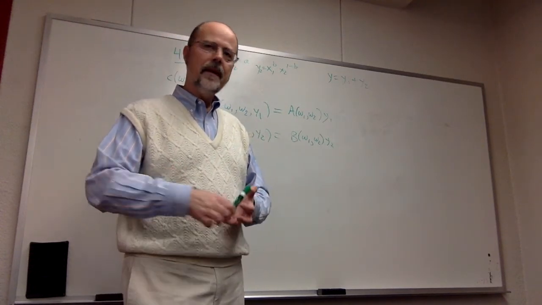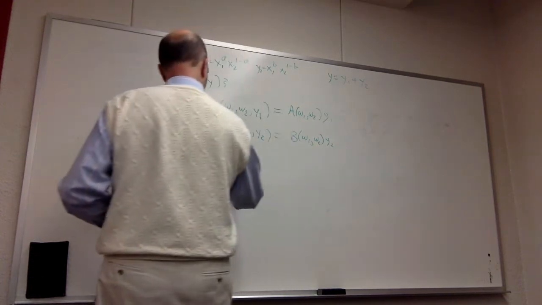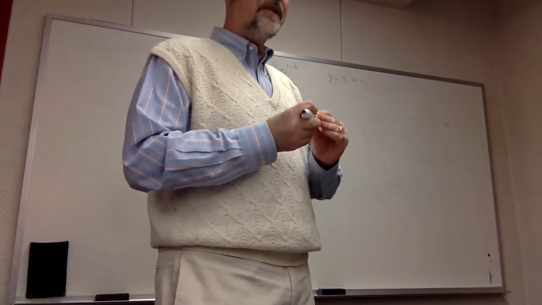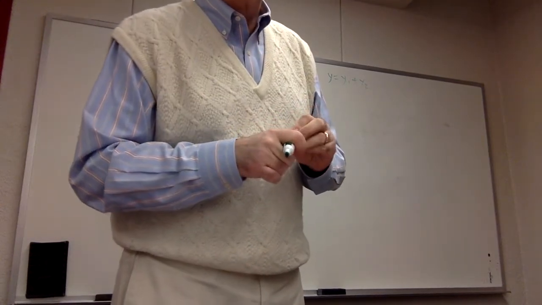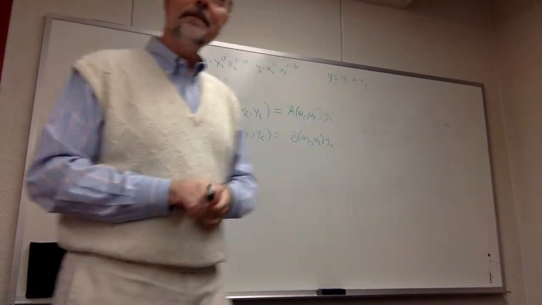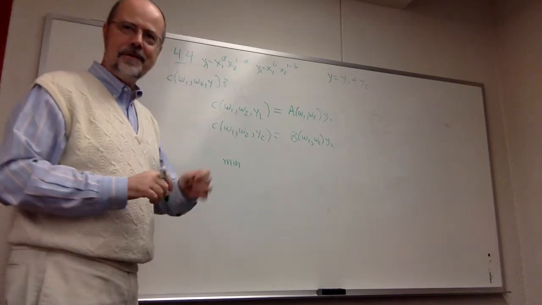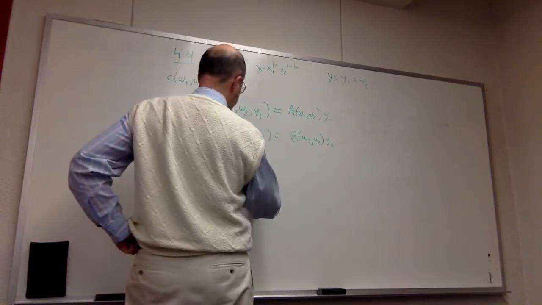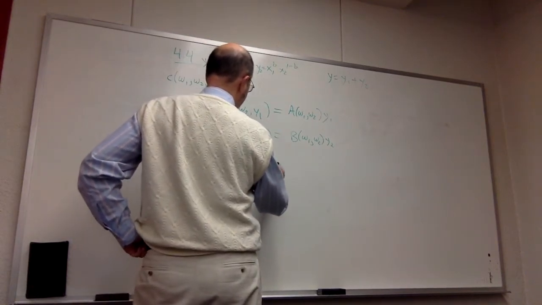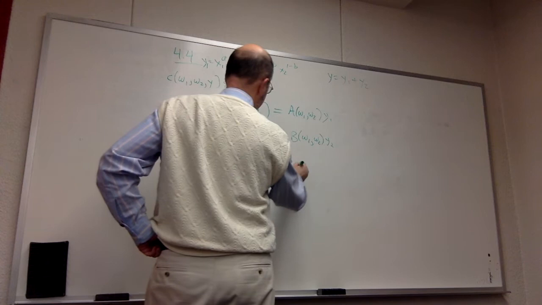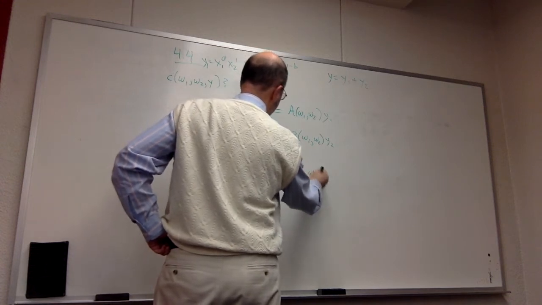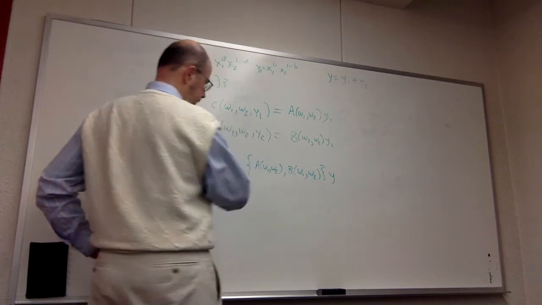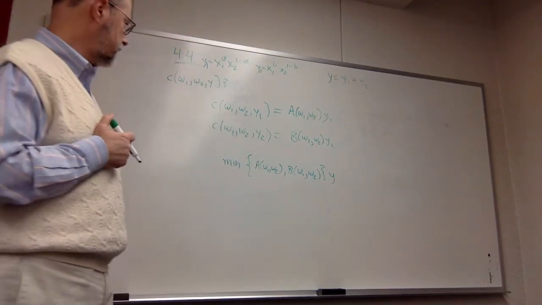Make sense? So therefore, the final conclusion, and here is where I would like you in your homework to actually explain how you get this conclusion. I'm trying not to tell you everything. It's not very useful for you. You need to actually do some work in the homework. The minimum of A and B times Y is your cost function.